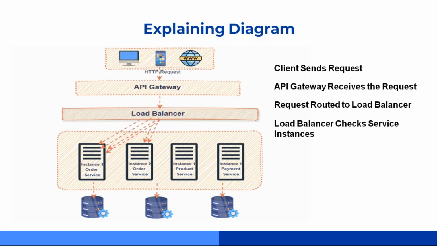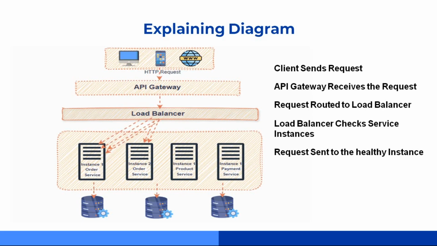4. Load balancer checks service instances, and here's where the magic really happens. We've got two instances of the order service, instance 1 and instance 2. Before sending the request, the load balancer does a couple of quick checks. Health check. Each instance keeps reporting back, I'm healthy or I'm down. The load balancer will only send traffic to the healthy ones.